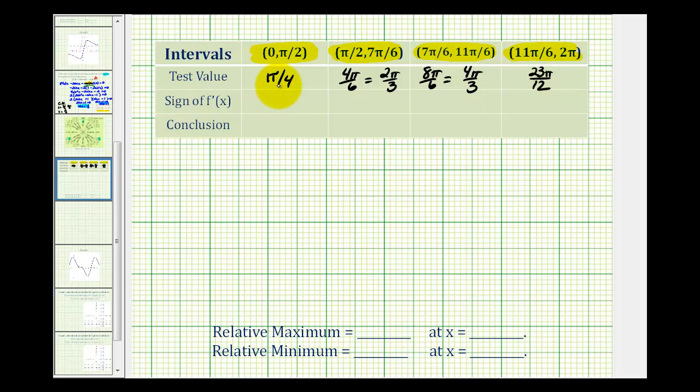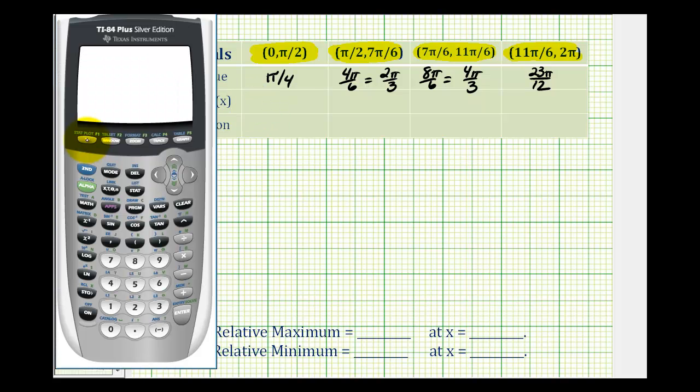So now we'll substitute these test values into the first derivative to determine the sign of the first derivative in each of these intervals. And to save some time, we're going to do this on the graphing calculator. So I've already typed in the original function into y1 and the derivative function into y2. So we'll determine the sign of y2 at these test values.